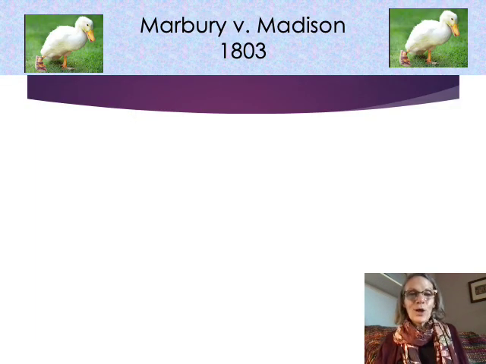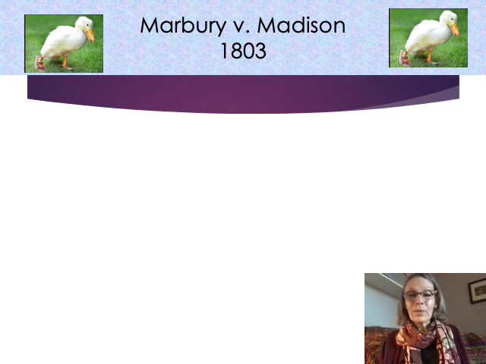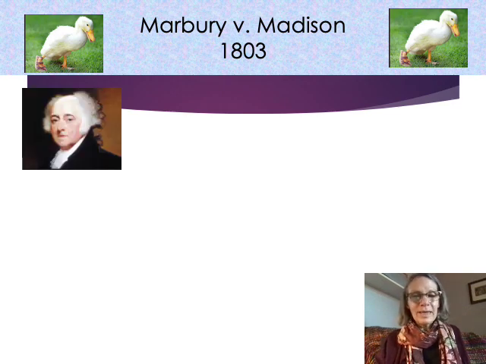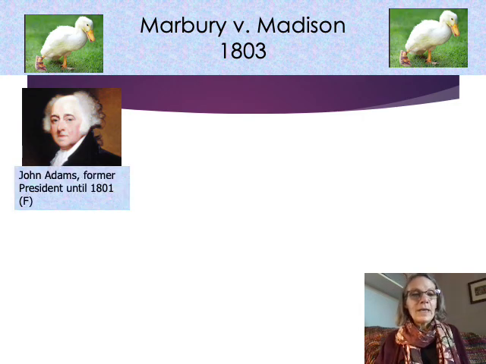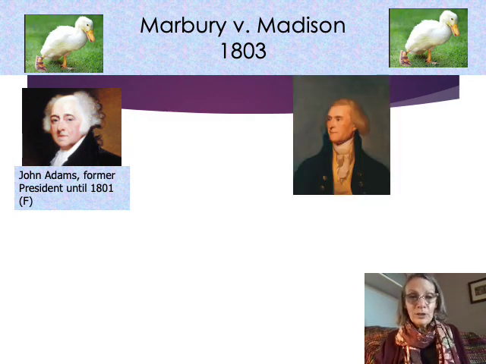Okay, so what's going on with Marbury versus Madison, and why is it such an important case? Well, in order to understand Marbury versus Madison, you need to understand some historical background. And you also have to know who some of the key players are. So one of the key players in Marbury versus Madison is John Adams, and he is the president up until 1801. And the other key player is Thomas Jefferson.